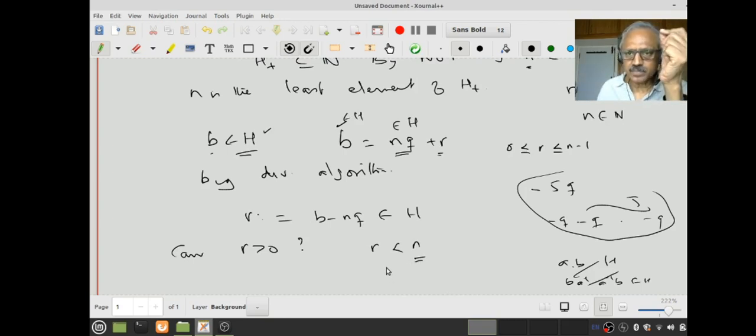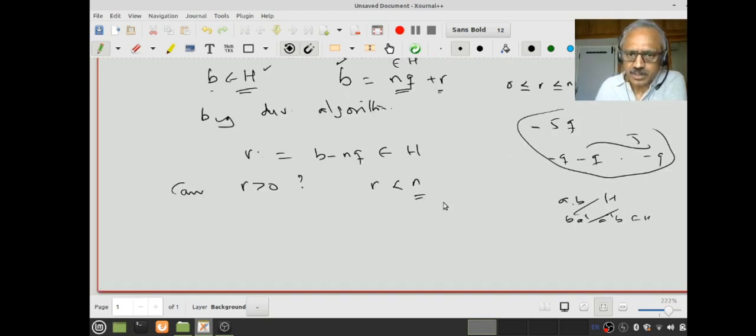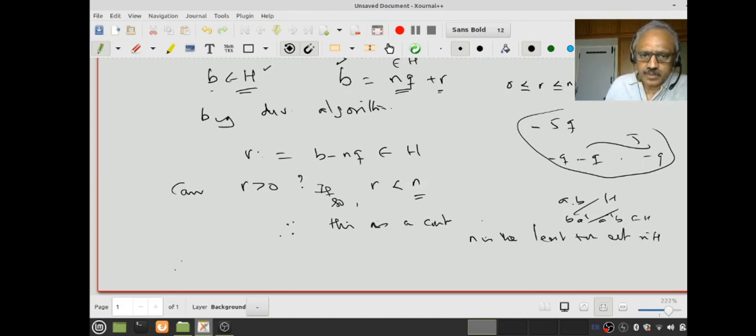N is the least positive element in H. It is the least element in H plus and hence it's the least positive element in H, because H plus is the set of positive elements. Do you understand? Therefore, what do I conclude? Yes? Did all of you get the answer? Therefore, we conclude, if so, then R is a contradiction, because n is the least positive element in H. Therefore, I conclude R must be 0.